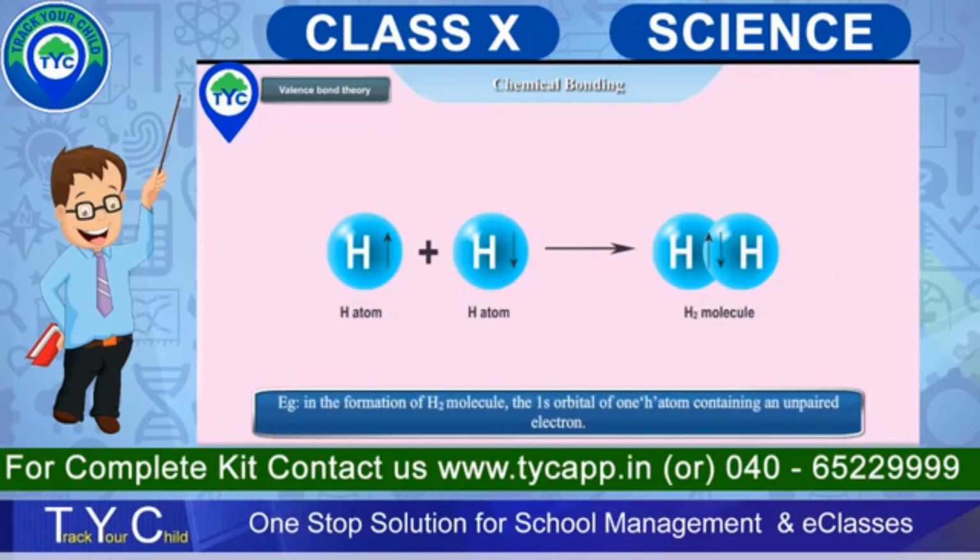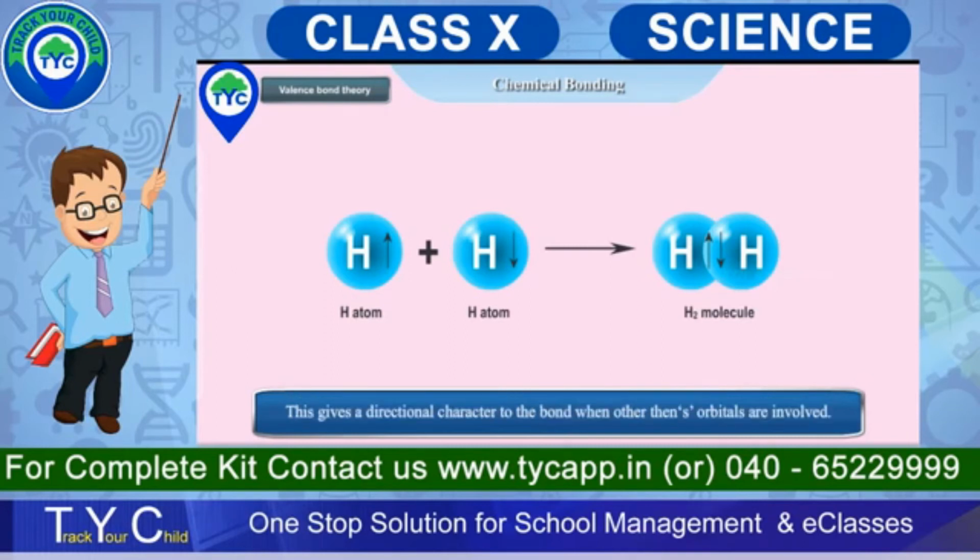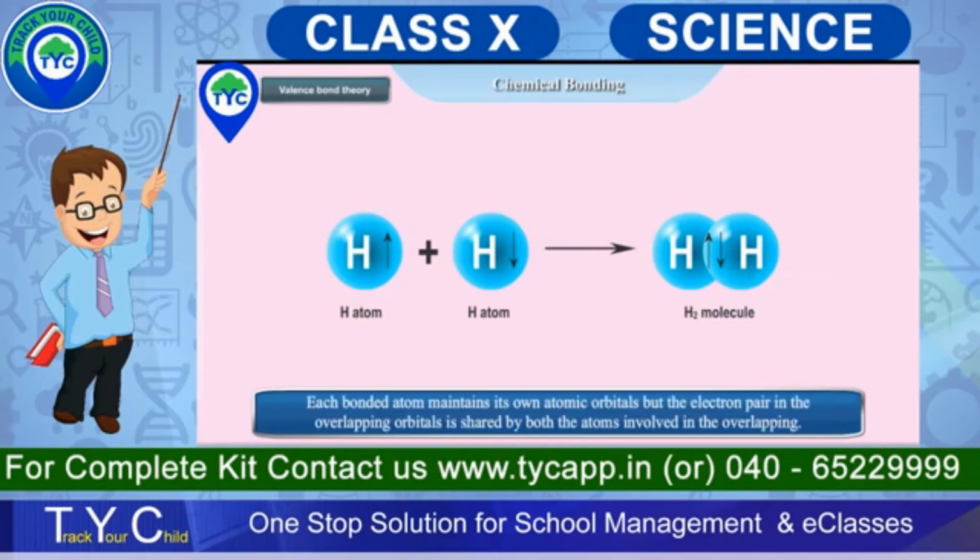Example, in the formation of H2 molecule, the 1s orbital of one H atom containing an unpaired electron overlaps the 1s orbital of the other H atom containing an unpaired electron of opposite spin, giving an H-H bond and the H2 molecule. The greater the overlapping of the orbitals that form the bond, the stronger will be the bond. This gives a directional character to the bond when orbitals other than s are involved. Each bonded atom maintains its own atomic orbital, but the electron pair in the overlapping orbital is shared by both the atoms involved in the overlapping.